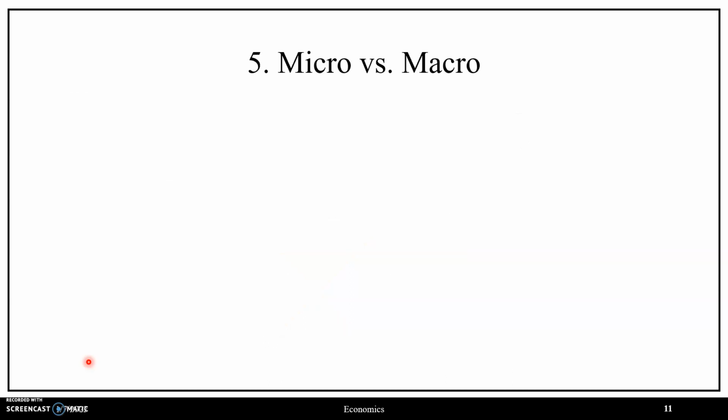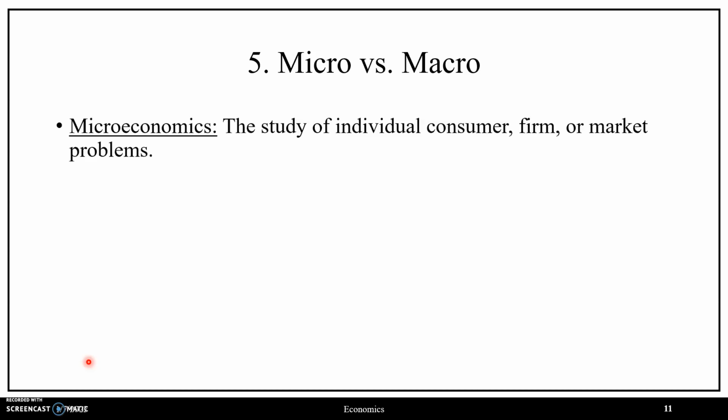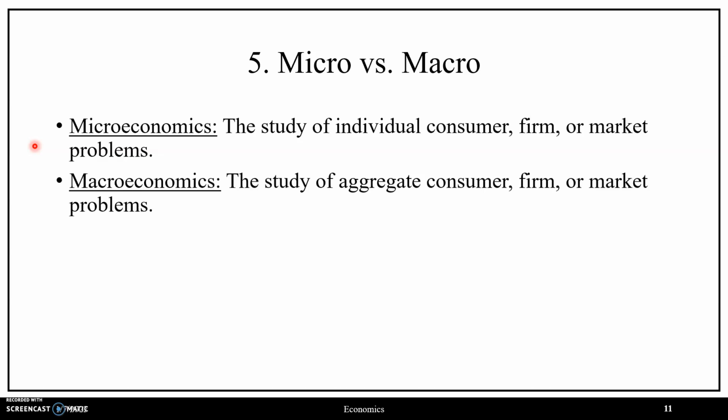With that in mind, lastly, let us now distinguish between micro versus macroeconomics. Economics is overall the study of choice, whereas microeconomics is going to be the study of individual level decision making, or that is the study of individual consumer, firm, or market problems, whereas macroeconomics is going to concern itself with aggregate level decision making, or the study of aggregate consumer, firm, or market problems.